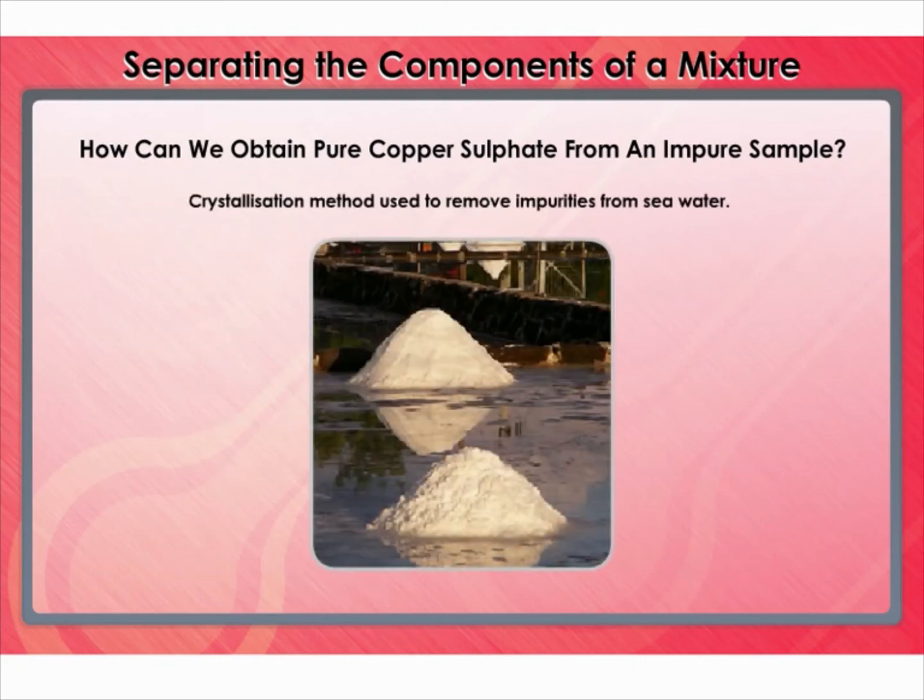The crystallization method is used to purify solids. For example, the salt we get from seawater can have many impurities in it. To remove these impurities, the process of crystallization is used. Crystallization is a process that separates a pure solid in the form of its crystals from a solution.